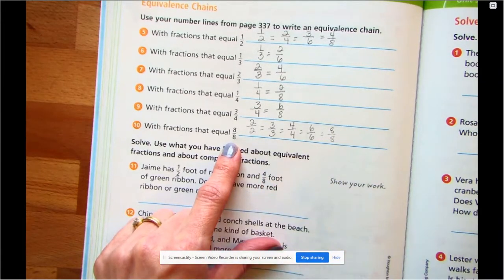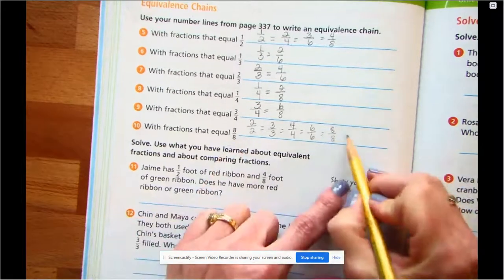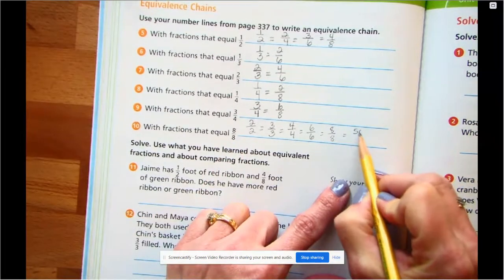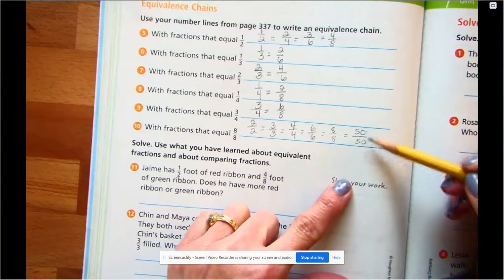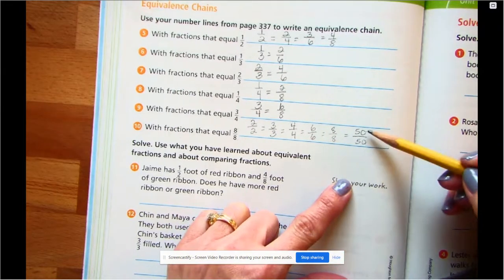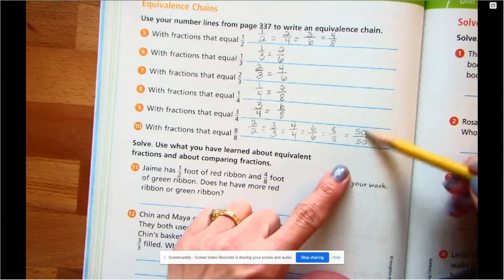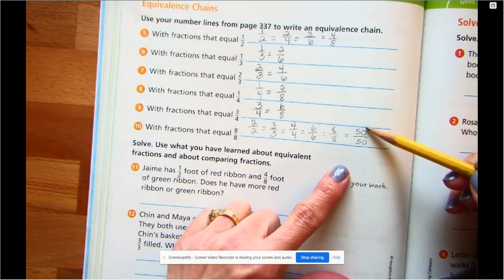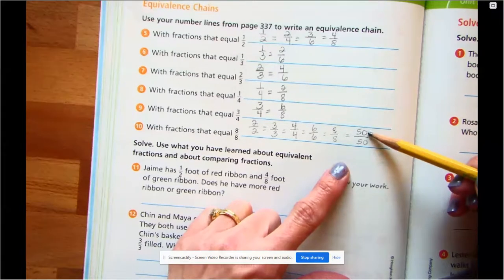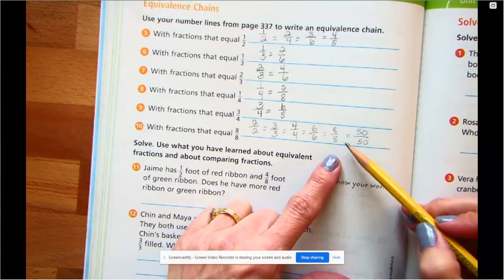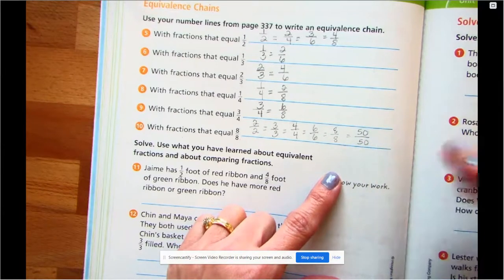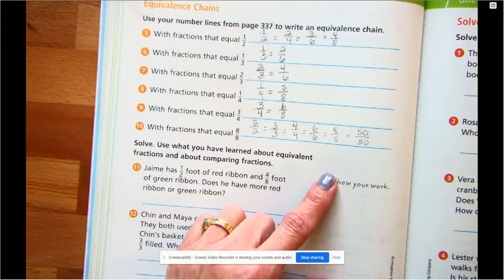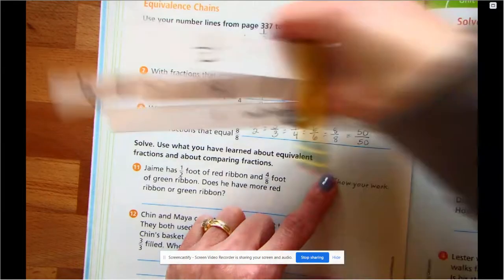We could even say 50 50ths, right? As long as the number on the top and the bottom are the same, that's one whole. Okay, so this would mean our fraction strip or our number line is in 50 little pieces. Okay, that's a lot of tiny little pieces, but it would take up the same amount because we're just talking about one whole.